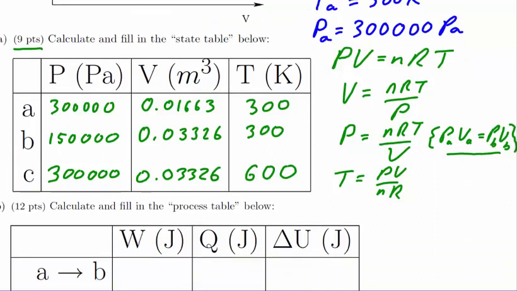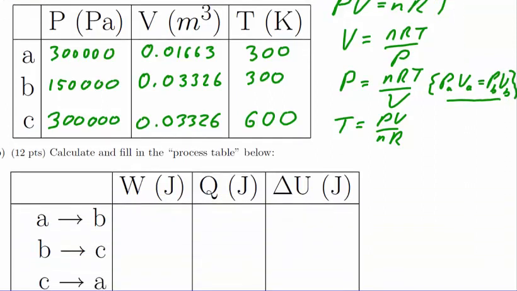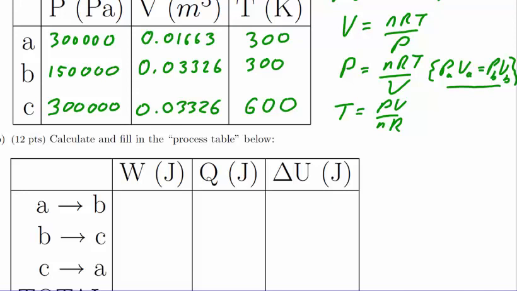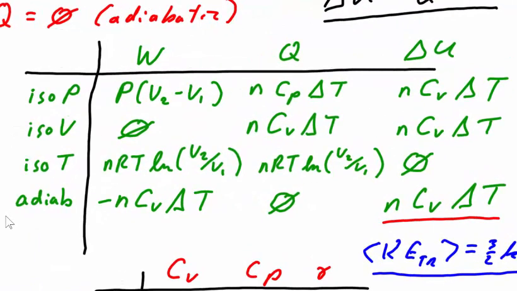To advance further in this problem, we're going to need to calculate the so-called process table. The process table uses the formulas for work, heat, and change in internal energy as found in the so-called table. And the table is found in another video and in your lecture notes and looks as follows. The table has 4 rows, one for each process: constant pressure, constant volume, constant temperature, and adiabatic, and 3 columns for work, heat, and change in internal energy.